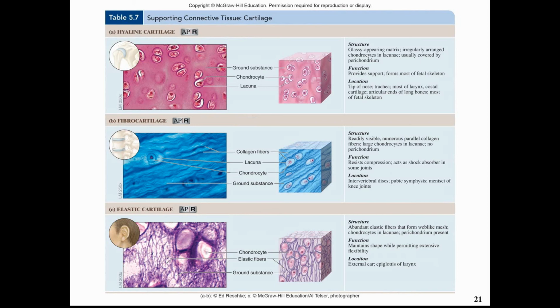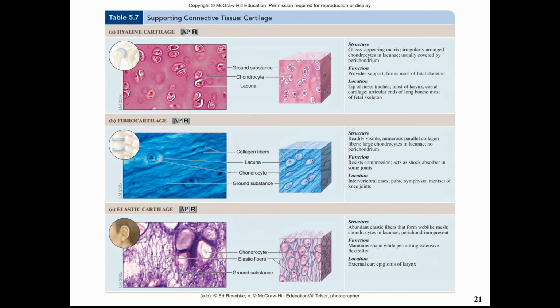Hyaline cartilage is the most common type of cartilage. It has kind of this clear glassy appearance under a microscope. You do have collagen fibers in there. They're just very, very difficult to see. We have hyaline cartilage in the nose, the trachea, the larynx, the costal cartilages of the ribs, the articular ends of long bones, and most of the fetal skeleton is actually made out of hyaline cartilage. It resembles a white, kind of dense, plasticky material.